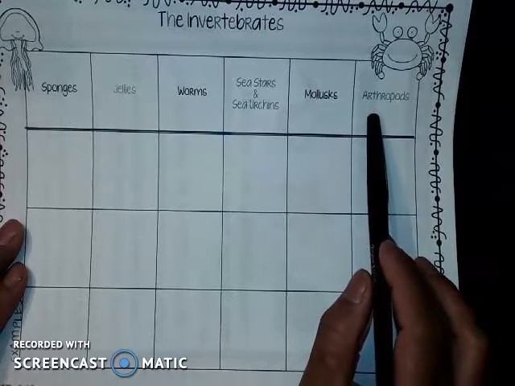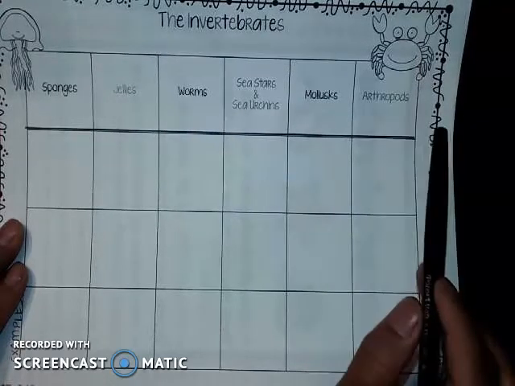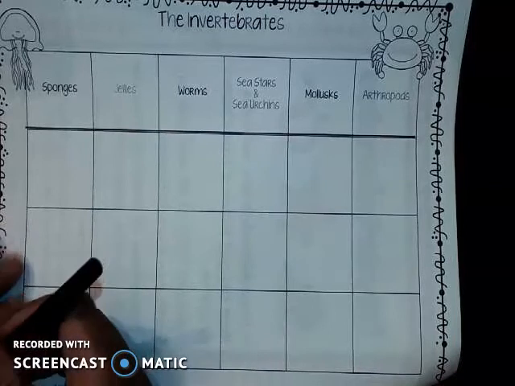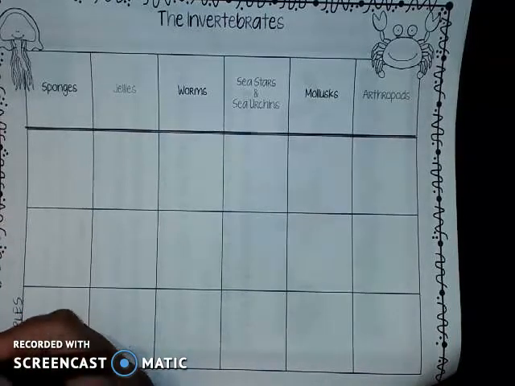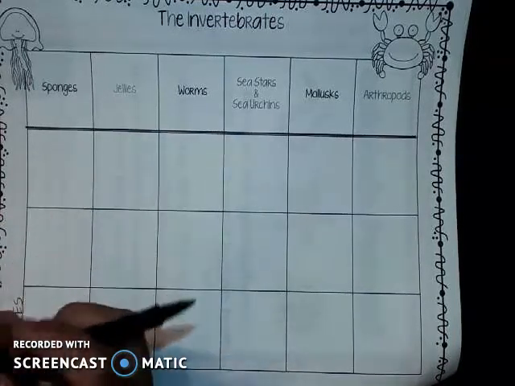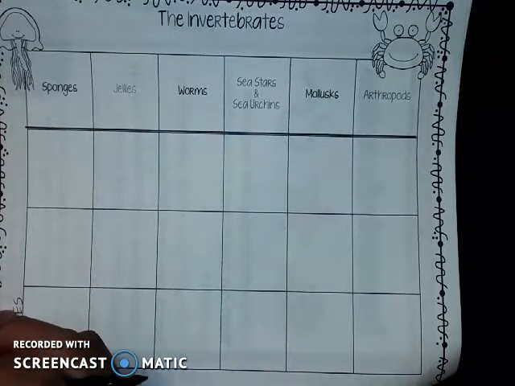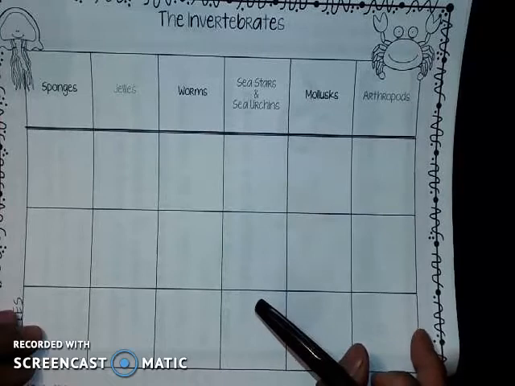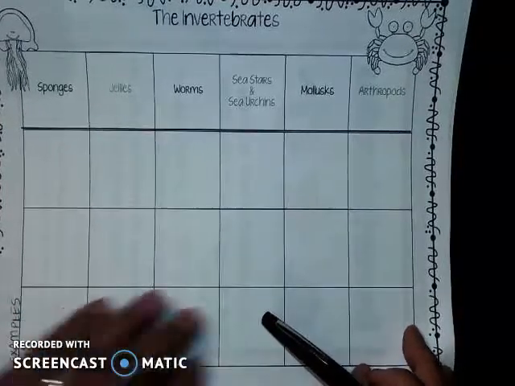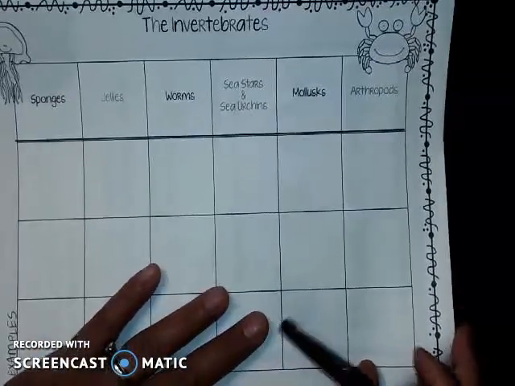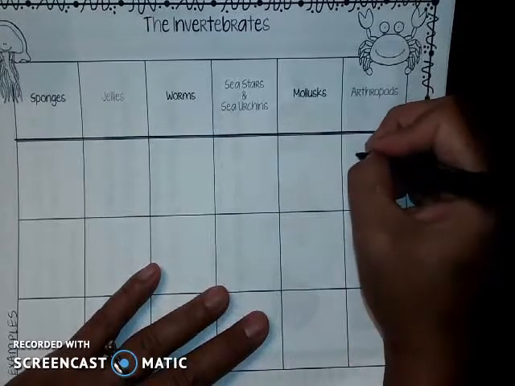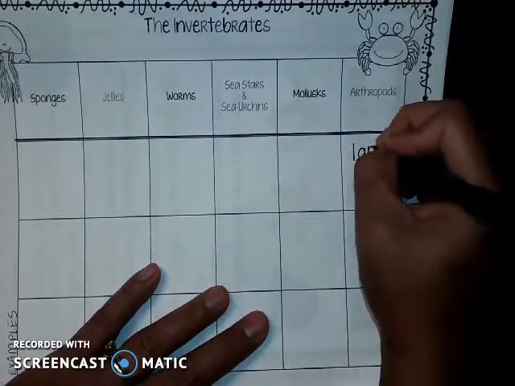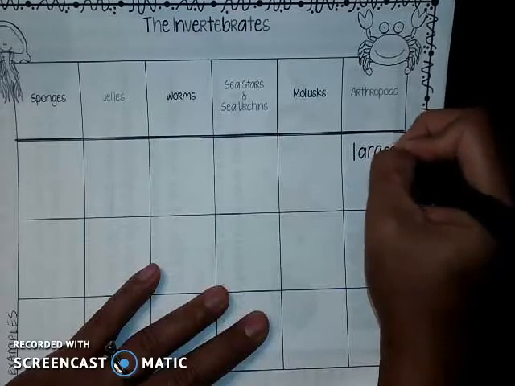Now listen carefully. The largest group of the invertebrates is the group Arthropods. This group is composed of animals that have an exoskeleton and legs that bend in many places. This group is not only our insect group, but it also has lobsters and spiders in it. So here's what I heard about the arthropods. It is the largest group of invertebrates. So I'm going to write that in my first square.